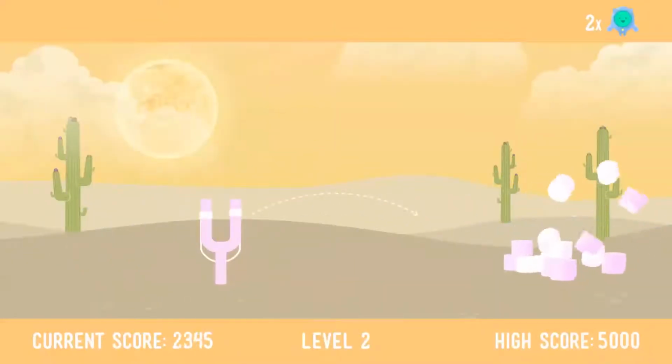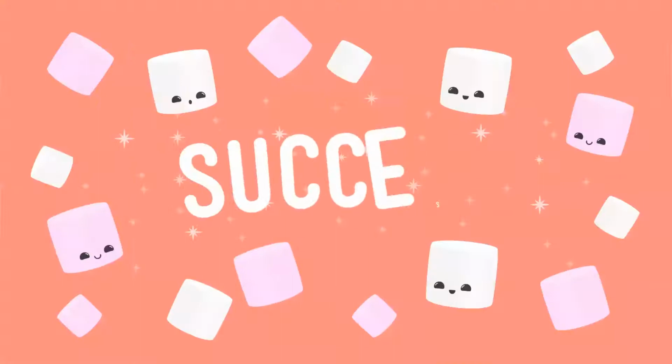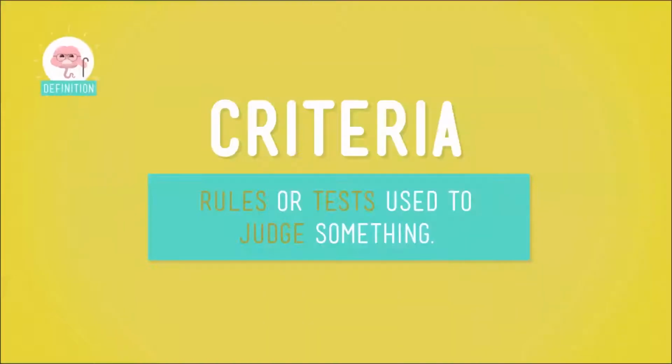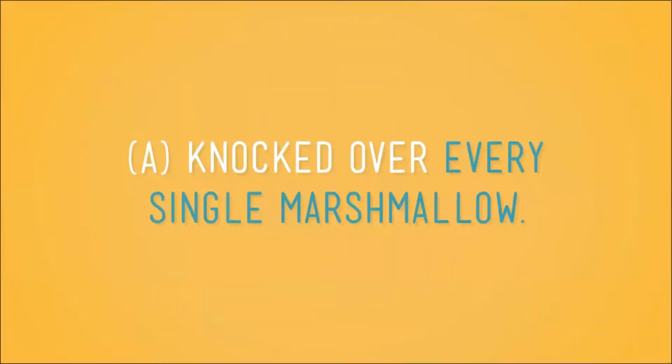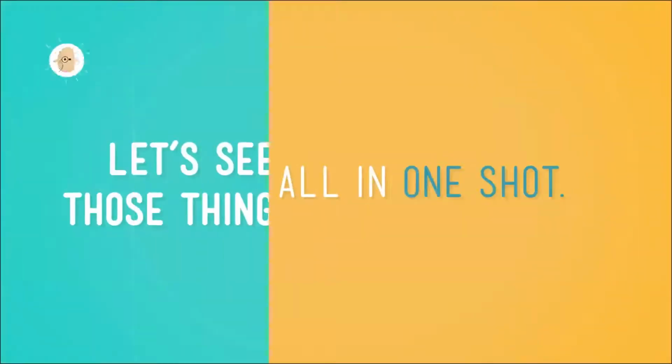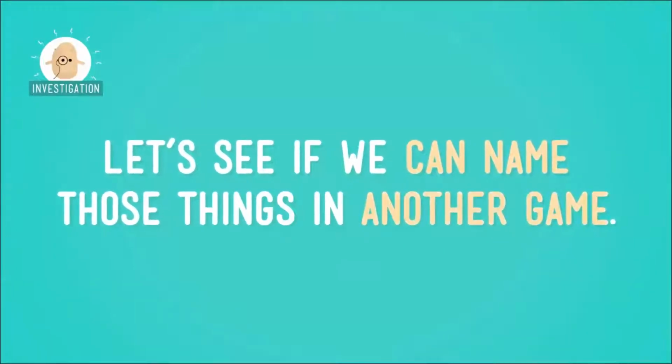And this trial was successful. Down went the pile of fluffy marshmallows. Officially, we can now say that we met the criteria of a successful test. Criteria are rules that are used to judge something. In this case, our criteria for success were that we A, knocked over every single marshmallow, and B, did it all in one shot. Let's see if we can name those things in another game. I mean, an investigation.